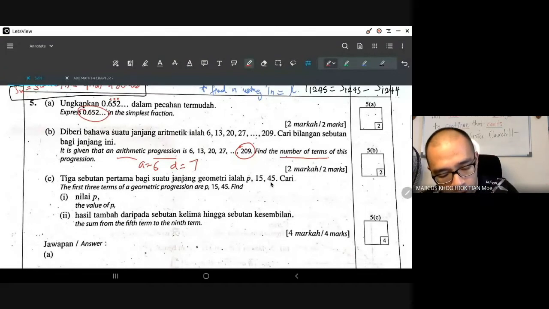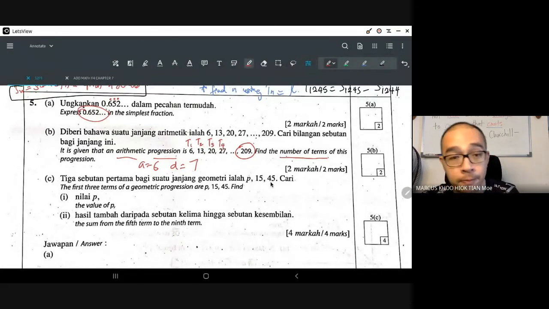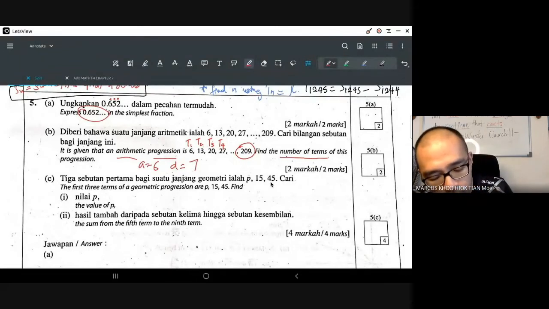So let's call this T1, T2, T3, T4. And then T209, I don't know what is the position. Is it in the 121st position? Is it in the 24th position? I don't know. So I'm going to call this Tn.